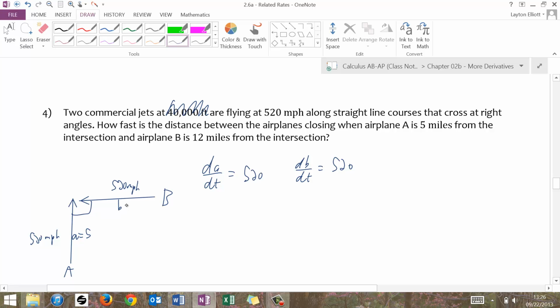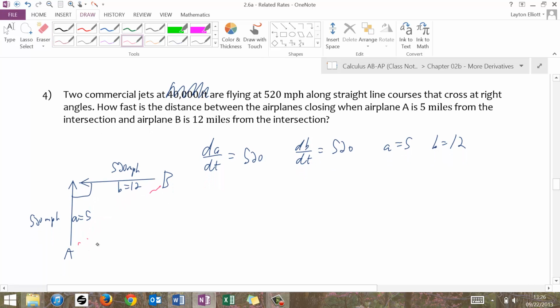So A equals 5, and then B is 12. So I'm going to put A equals 5, B equals 12. Check that the units all match. They're all miles and all hours. And it wants to know what the distance is. So I need to put this, that was a terrible connection line, let's just make it a line. We'll call that D, capital or lowercase, doesn't matter. And I want to know how fast is the distance closing. So not what the distance is, but how fast is it.